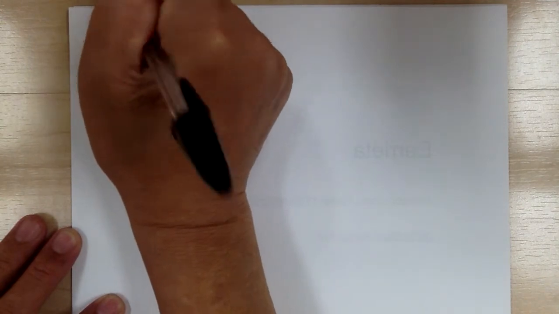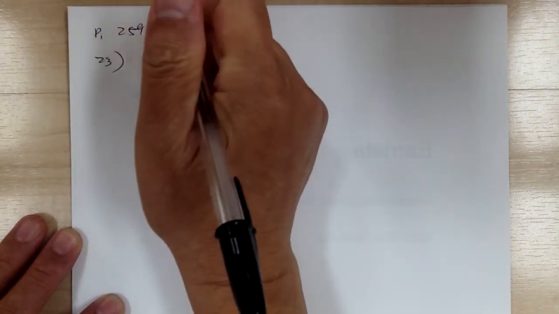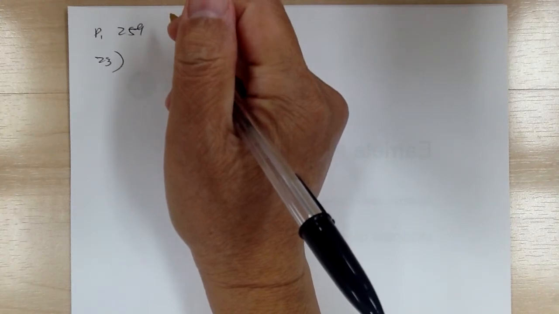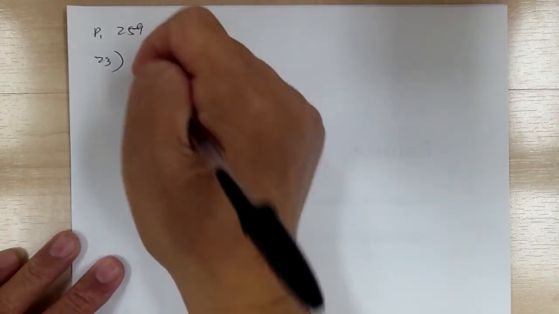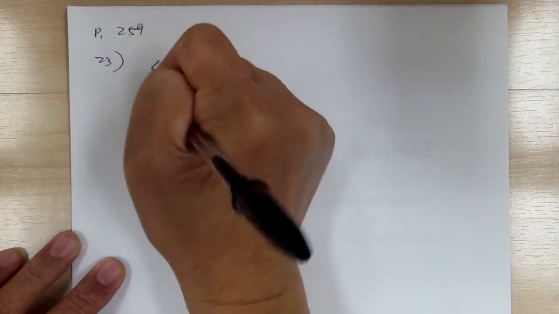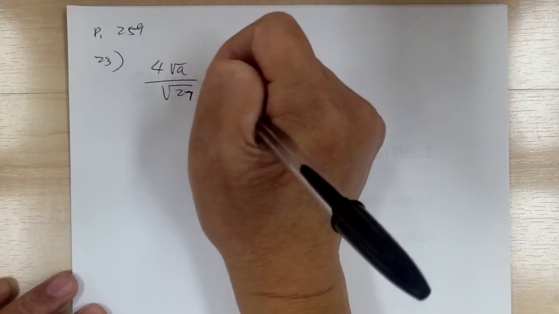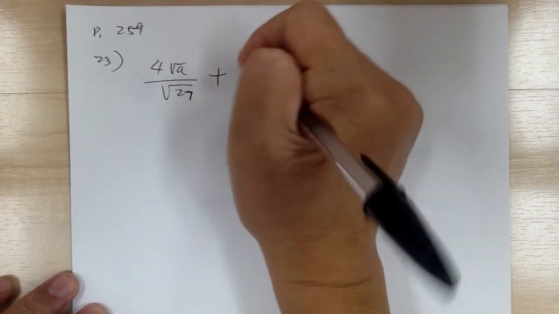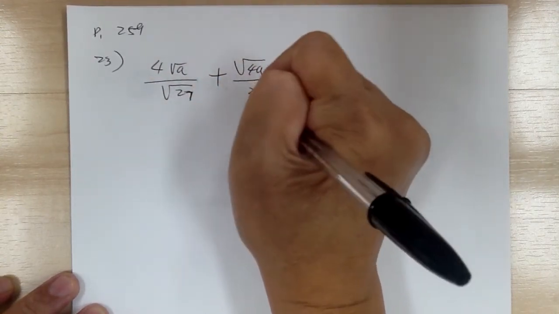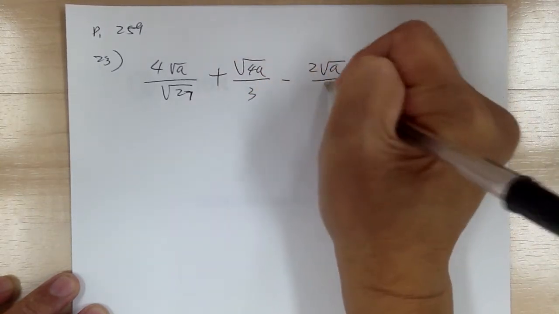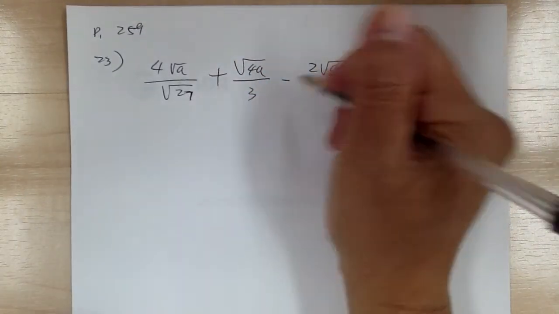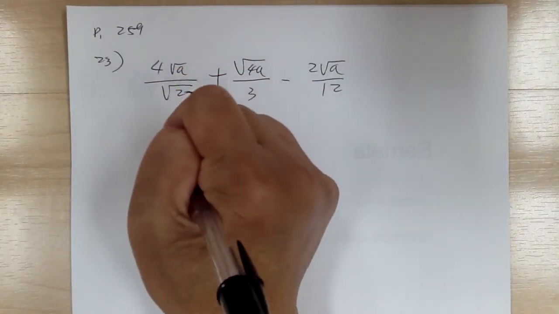Okay, 23. So again, don't copy the problem exactly the same. Okay, don't waste time. Just go and separate the top from the bottom. So you have 4 square root of a over square root of 27. So again, when you have a square root of a fraction, separate the top from the bottom. Plus square root of 4a over 3 minus 2 square root of a over 12. Then after that, you want to simplify as much as you can. So this will give you 4 square root of a.